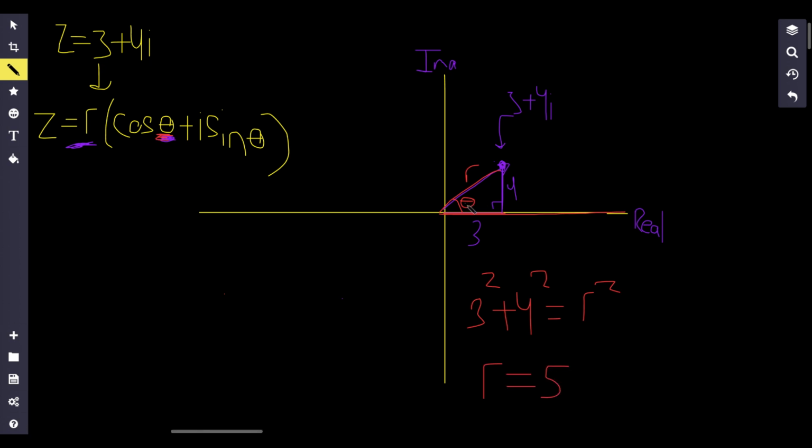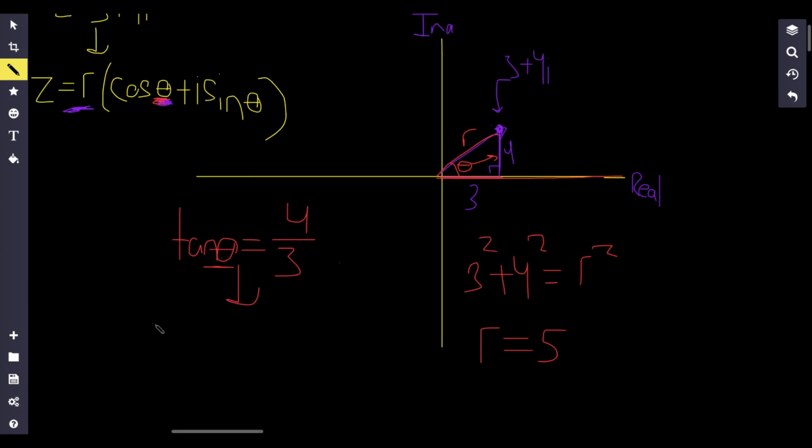Now to find the angle, we can use inverse trig functions. Notice how we have a side opposite this angle and a side adjacent to this angle. So we can say that tangent of theta is equal to 4 over 3. And to get theta, to get this angle, we can just take the inverse, and we get that tan inverse of 4 over 3 is equal to theta. And this is going to give me my angle.